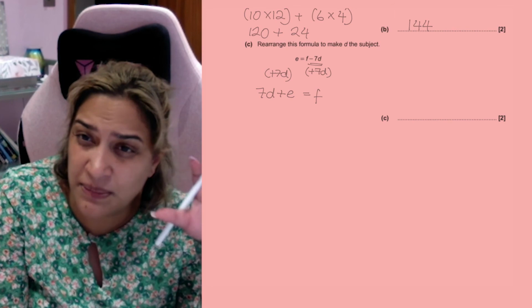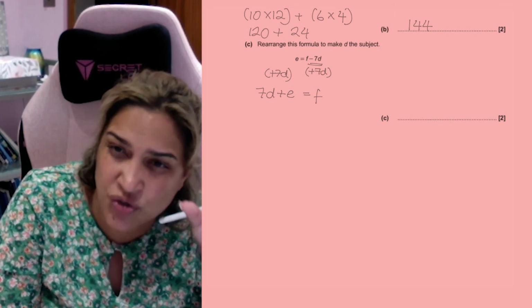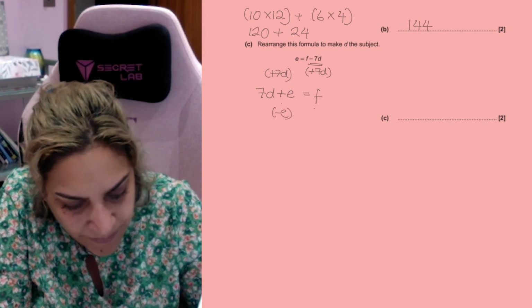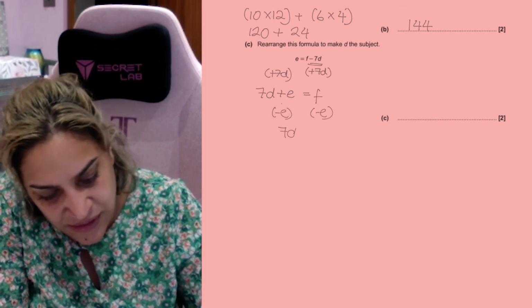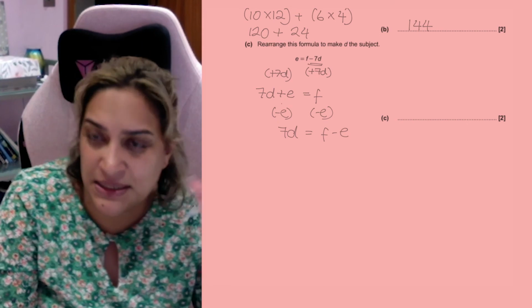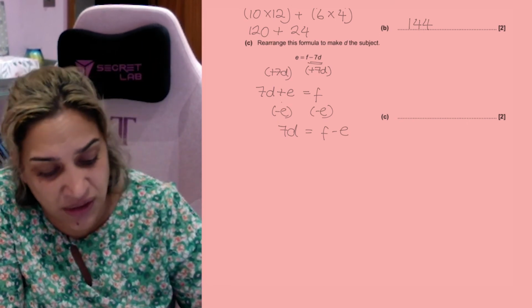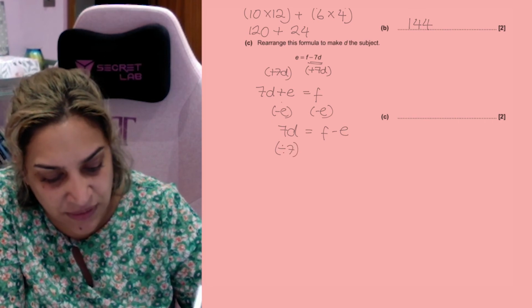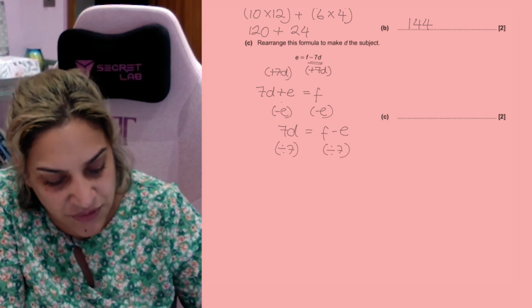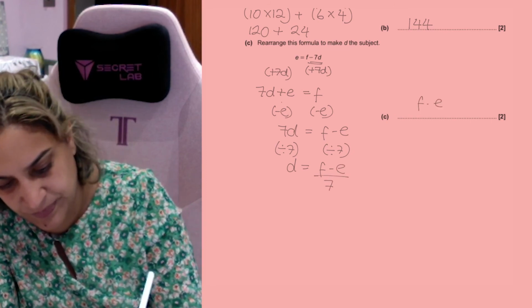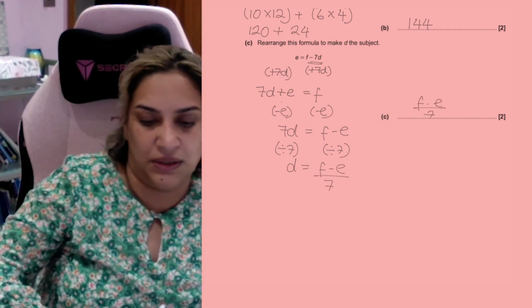Okay, so now we want D on its own. If we were to cover up the 7D, we've got this extra plus E. So we want to get rid of that. 7D equals F minus E, because when we minus it on the left-hand side, it disappears. And now we want D on its own. So we're going to divide by 7. So D equals F minus E, all over 7. Okay.